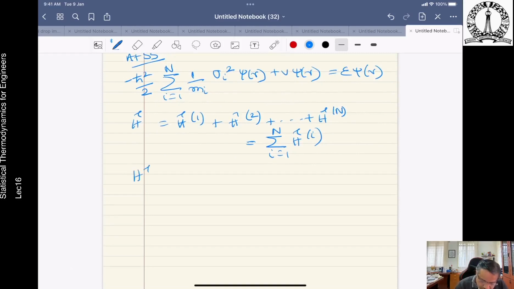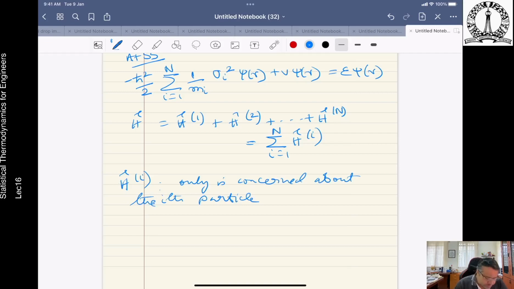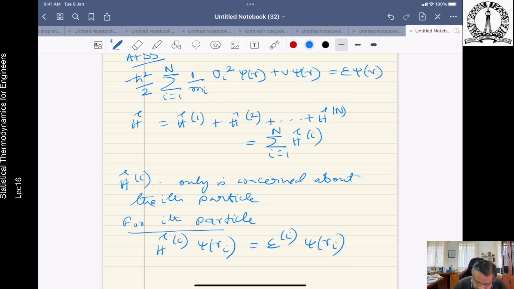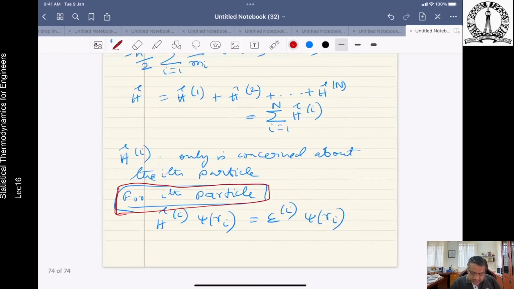So H i, only coordinates about the ith particle is concerned. So for the ith particle, H hat i psi i is equal to Ei psi i. This is for the ith particle only. But remember these particles are all mutually independent, right? So that is for the ith particle.